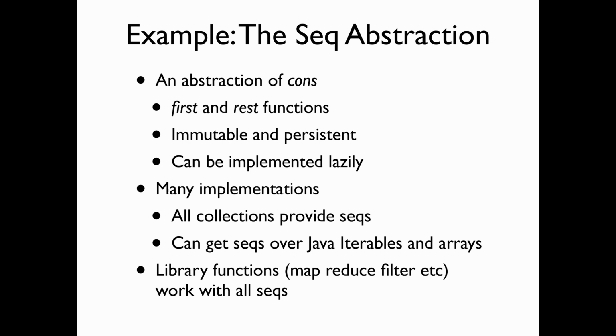All the collections can provide seqs. You can additionally get a seq object, an object that implements this interface, over Java iterables, which means all Java collections, and Java arrays, which means all of the Clojure functions, map, filter, reduce, all those things work on all of these things. They work on all the data structures, work on all the Java collections, and on Java arrays. And everything you write that calls first and rest will also work on those things.